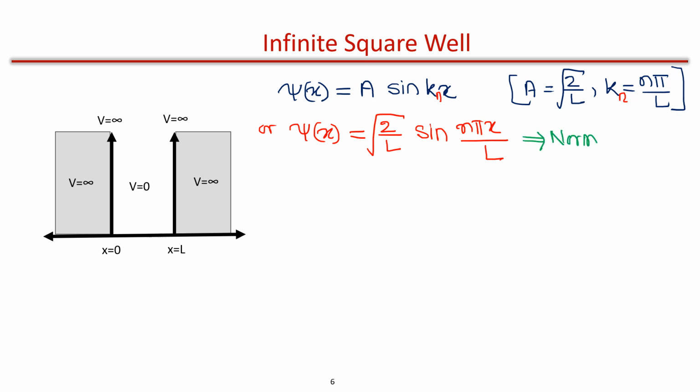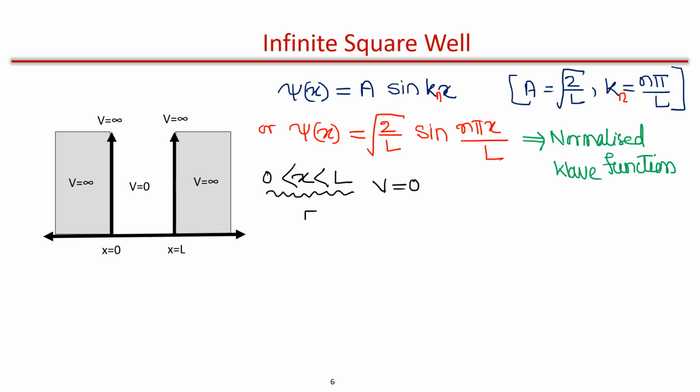the normalized wave function. Please note that here, that is in the range x greater than 0 and less than L, potential energy is equal to 0. Hence, total energy is equal to h cross square kn square by 2m. That is nothing but kinetic energy.